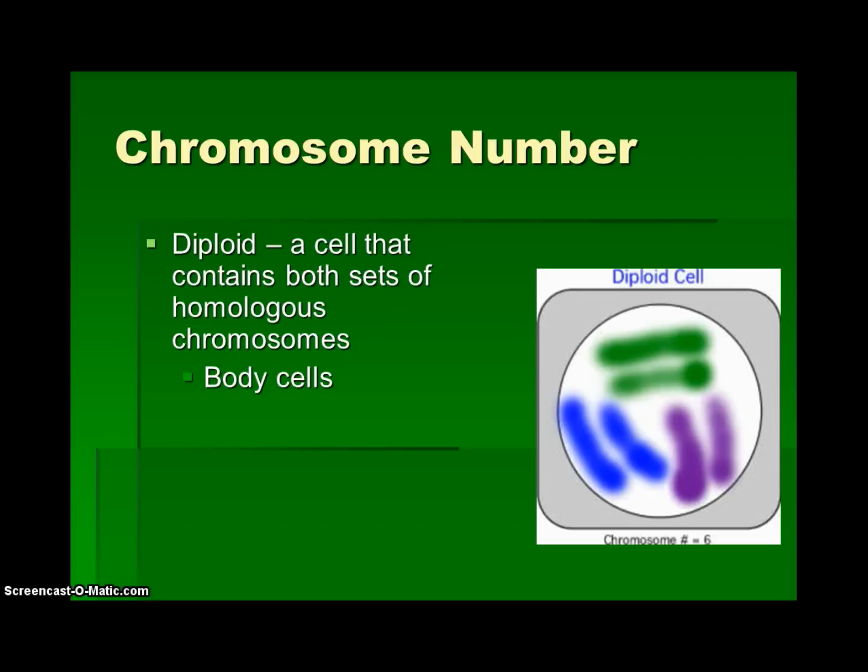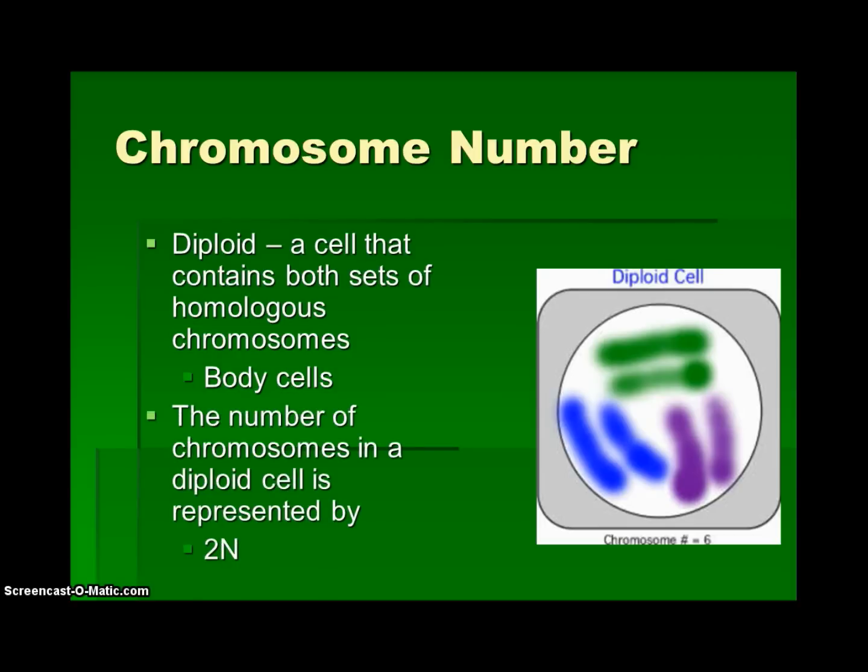These ones here are an example of body cells, and the number of chromosomes in that diploid cell is represented by 2n. So the chromosome number is actually 6. We have one set of blue, one set of green, one set of purple. So if we count them together, we have 1, 2, 3, 4, 5, 6 all together. You can just do 3 times 2, which would be 6 as well.